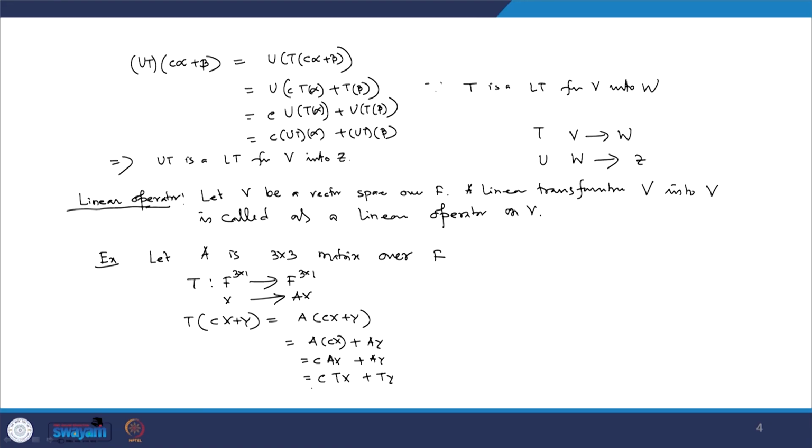If I consider A as a 0 matrix, then also I will have another example of a linear operator from F 3 cross 1 to F 3 cross 1, which is mapping any element to the 0 element of F 3 cross 1, please.